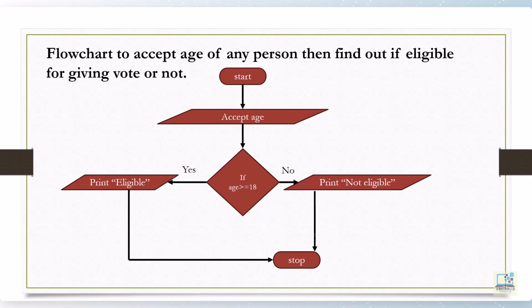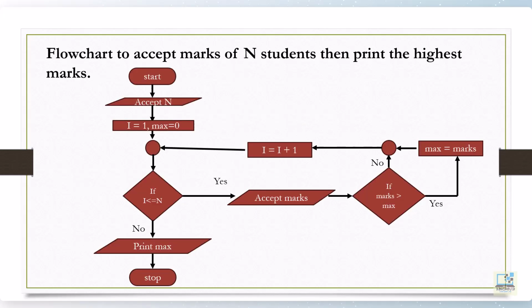The next example which I am having is a more complex example where looping is involved. It is accepting marks of n students and then printing the highest marks. So first of all we will take input n, which is the number of students. After that we set I equal to 1. This is a counter variable.